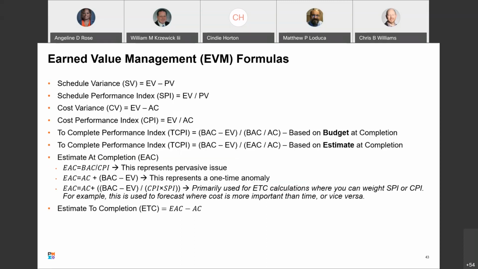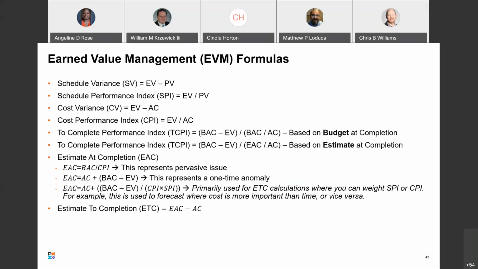And this is the formulas. These are all the formulas that we use to come through this example. So let's do another pass on this. We have schedule variance at the top. It's EV minus PV. We have schedule performance index. It's EV divided by PV. We have cost variance, which is EV minus AC, and then cost performance index is EV divided by AC.